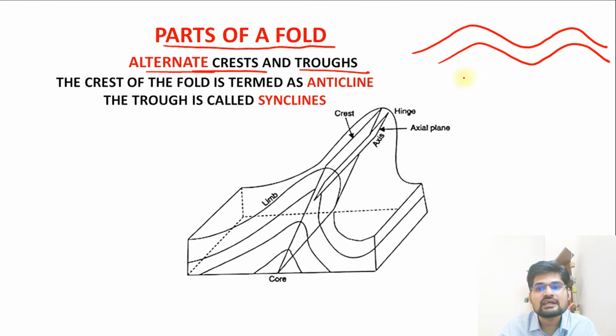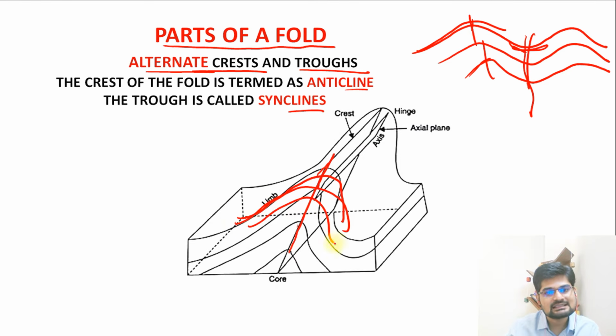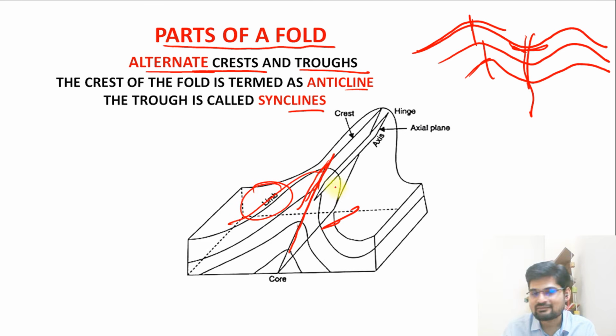It's like a wave as we study, isn't it? So what happens? There is an alternate crest and trough. That is important, right? So let's understand this anticline and syncline: the trough part is syncline and the crest part is anticline. And what we see here is the axis, the axis along which it has been folded, right? Each side of this axis is called a limb, as we have left hand and right hand, remember? So a fold also has a left limb and a right limb.